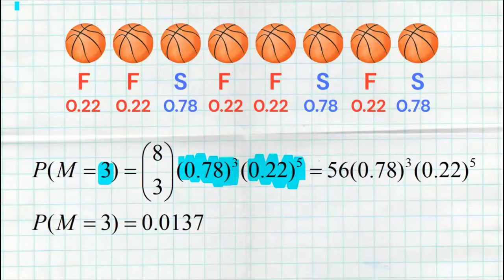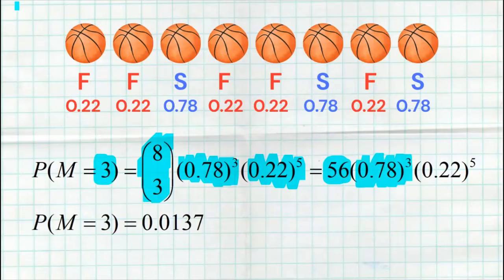0.22 to the fifth. Again, 8 minus 3 is 5. If you have 8 shots and 3 of them are makes, then the other 5 have to be misses. And then this simply tells you how many combos there are, which we just figured out on Desmos is 56. So there's 56 different scenarios that result in 3 makes.